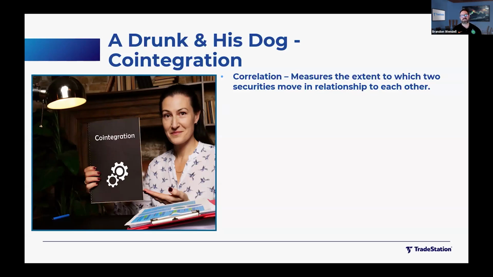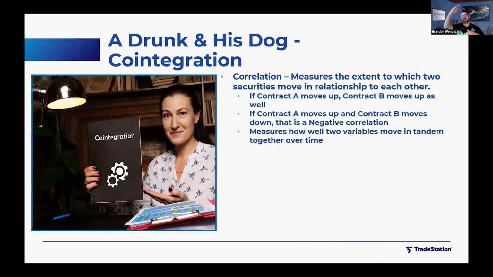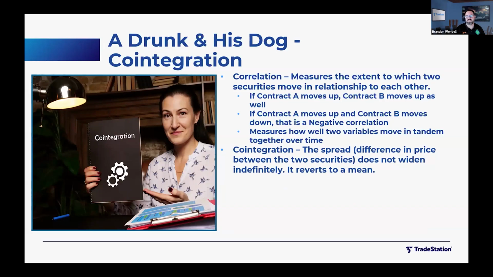Co-integration is a little bit different. They call it the drunk and his dog. When it comes to correlation, if contract A moves up and is correlated, contract B will also move up. If they move opposite, there's negative correlation. Correlation measures how two things will move related to each other over time. Co-integration is spread trading, basically. These spreads will change, but the relationship between the two securities is pretty secure. They will widen and come together a little bit, or narrow and widen, but they'll always revert to an average.